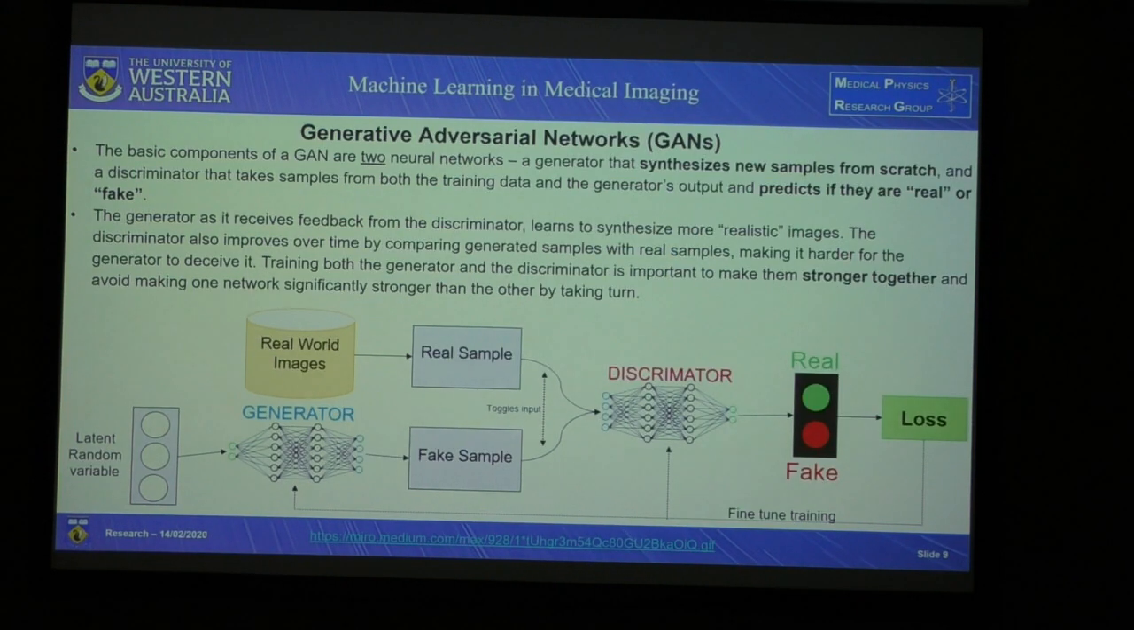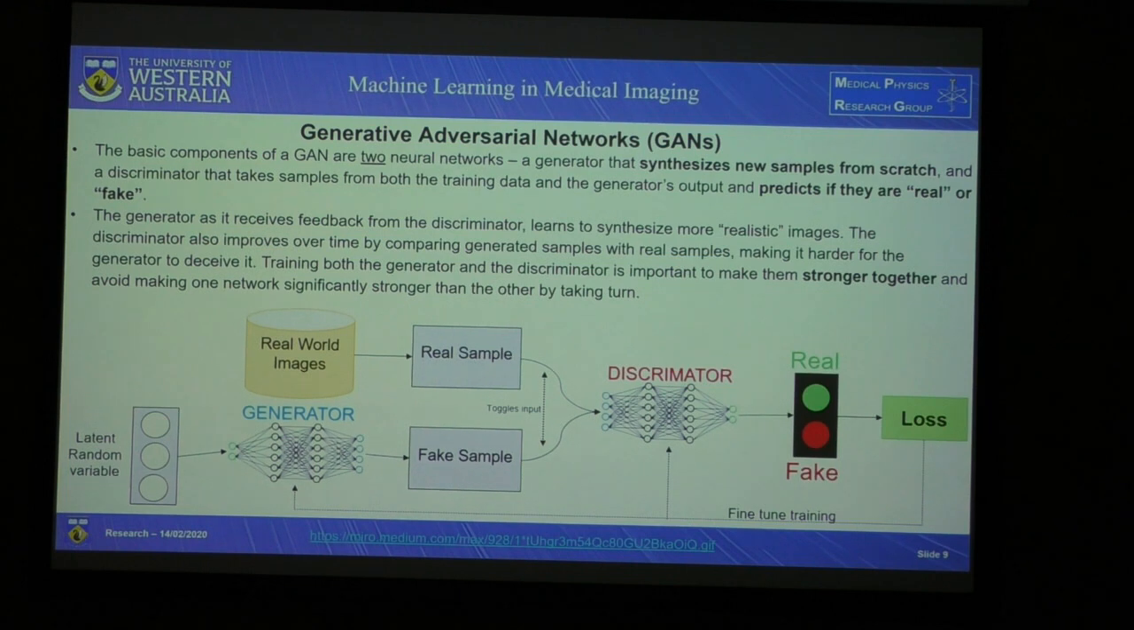The second type of machine learning architecture which can be used is what is known as a generative adversarial network, a GAN. The basic components consist of a generator, which synthesizes new batches of data from scratch, and a discriminator that takes these samples from both the training data and the generator's output, and predicts whether they are real or fake. The generator, as it receives feedback from the discriminator, learns to synthesize more realistic images. The discriminator also improves over time by comparing generated samples with real samples, making it harder for the generator to deceive it.